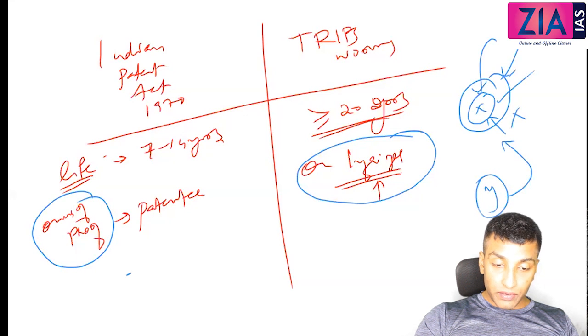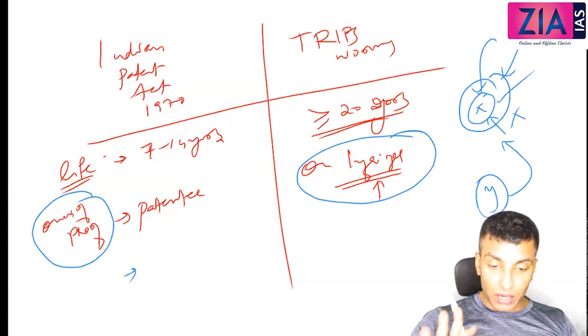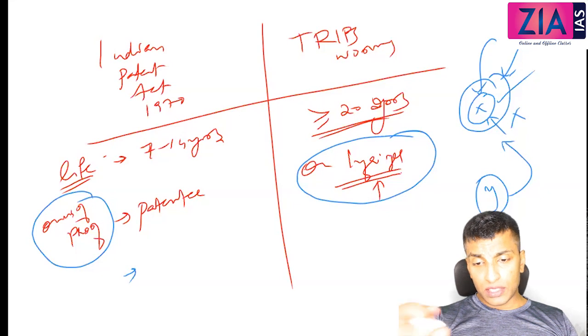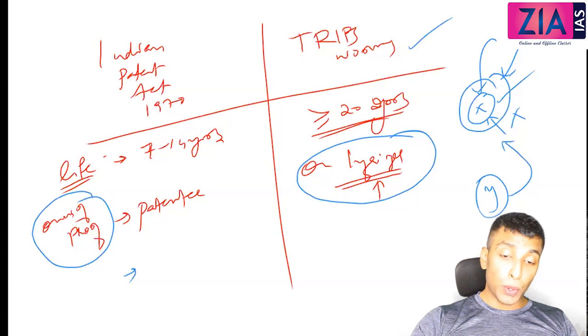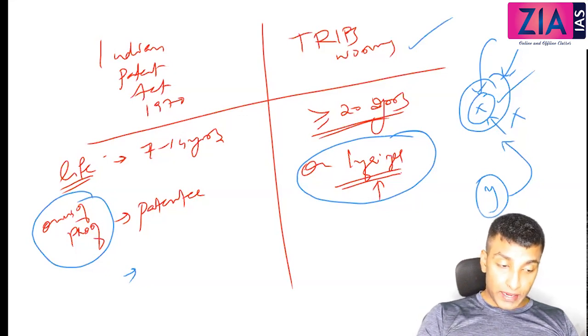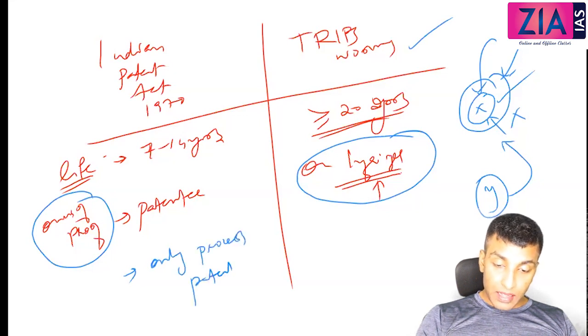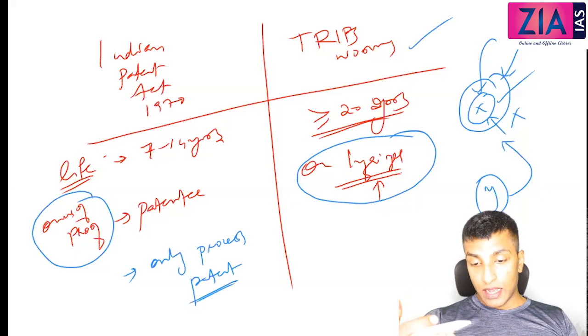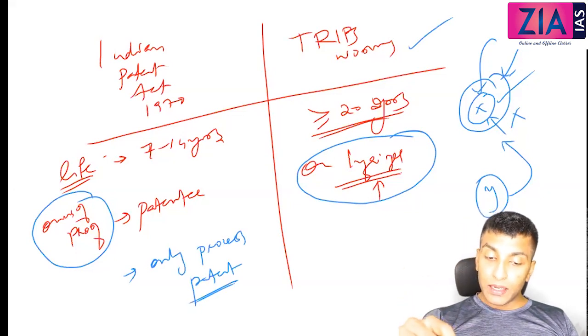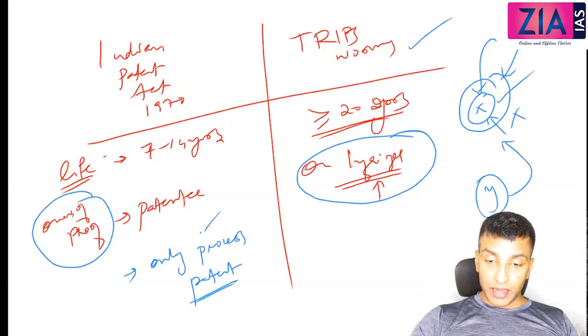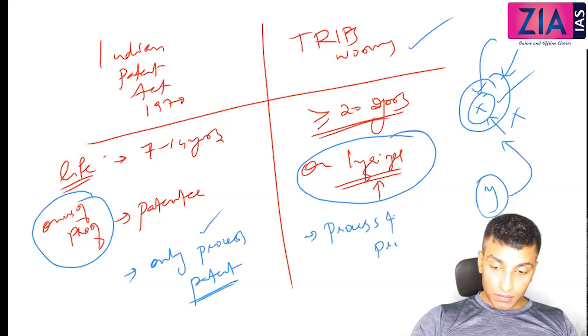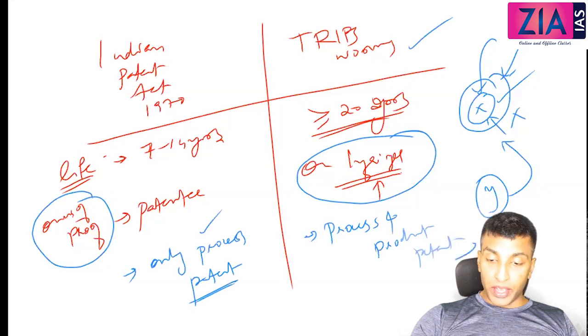Then, when it comes to Indian Patent Act 1970, we will talk about the amendment. The amendment is mostly complying with the TRIPS norms only, because we are anyway part of WTO. So this is only process patent. That means you can take the patent on the process. The same product can be made through different processes as per only process patent. But in case of TRIPS norms, it is process and product patent.